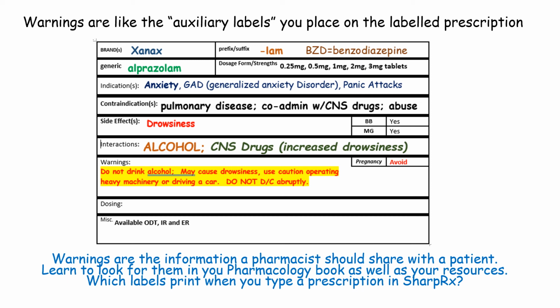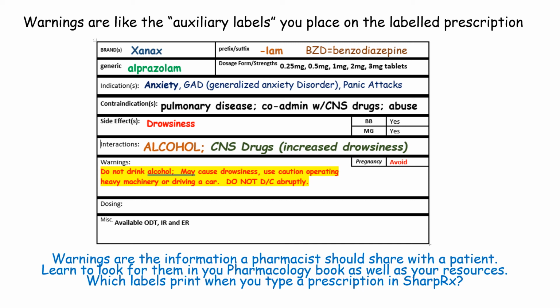In this case, it's do not drink alcohol. Second, it's going to cause drowsiness. Now, for some people it doesn't cause any drowsiness, and for some people it does the opposite. But overall, the most important warning we need to give patients is that it's going to cause drowsiness. Because it causes drowsiness, they need to be warned and mindful to be cautious driving a car or operating heavy machinery. So those are the words used in one of the most common auxiliary labels: use caution operating heavy machinery or driving a car.